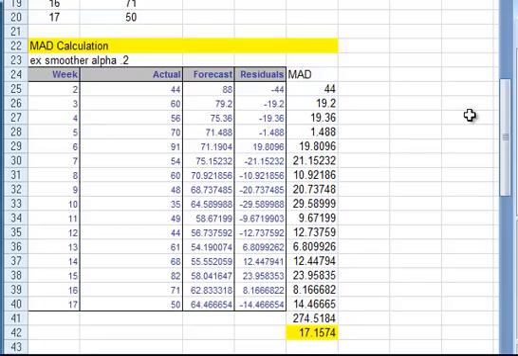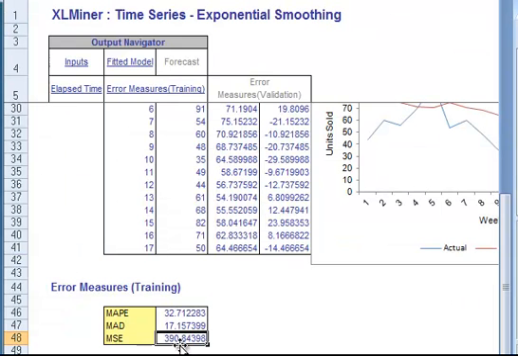So if we're doing a mean absolute deviation, all we do for that one is take the difference between the actual and the forecast, and they already give us the residual column. So I just took the absolute value of the residuals for each cell, and then down here I just summed them up. And then here I just divided by the number of observations, or the number of forecasts we have, which is 16. And notice I get the 17.15, which matches this number right here. So I think we're okay.